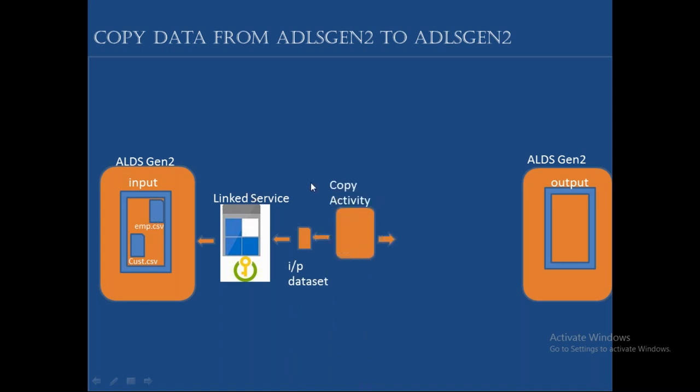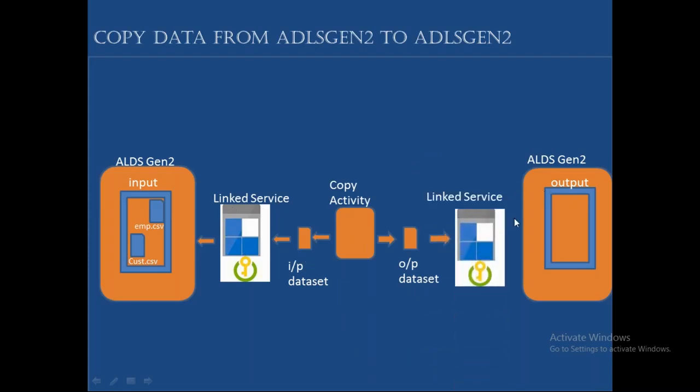Then you will create the copy activity, and you will create an output dataset which points to your output folder. But to connect to the output folder, you can use the same linked service. You don't need to create multiple linked services. With the same storage, you can use the same linked service. When you execute this, you will see all these files moved to the output folder.